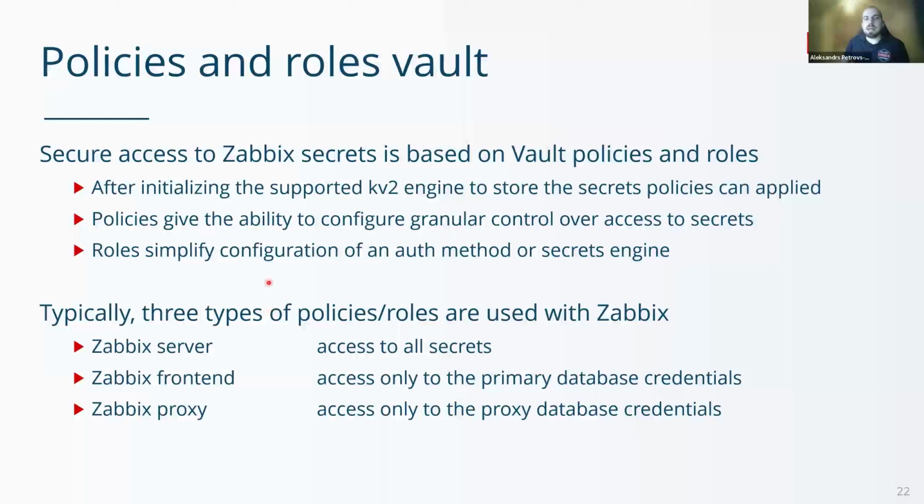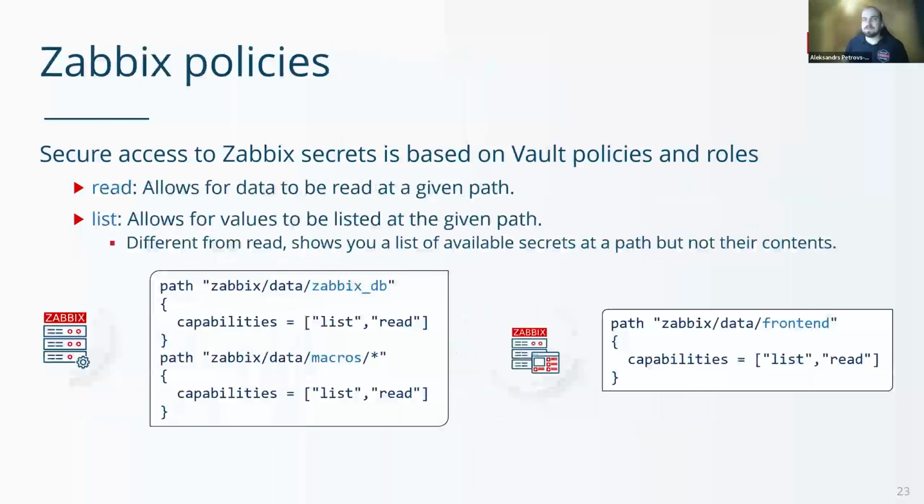So typically there are 3 types of roles which are used in Zabbix. To Zabbix server, we usually give access to all secrets, meaning database credentials and macro values. Frontend and proxy will not use the macro values, so database credentials are completely enough. Right, and Vault works with HCL configuration parameters. They have a bit of a specific syntax, which is very much, you could say, JSON-like, right? Maybe a bit fewer commas, but overall, very similar.